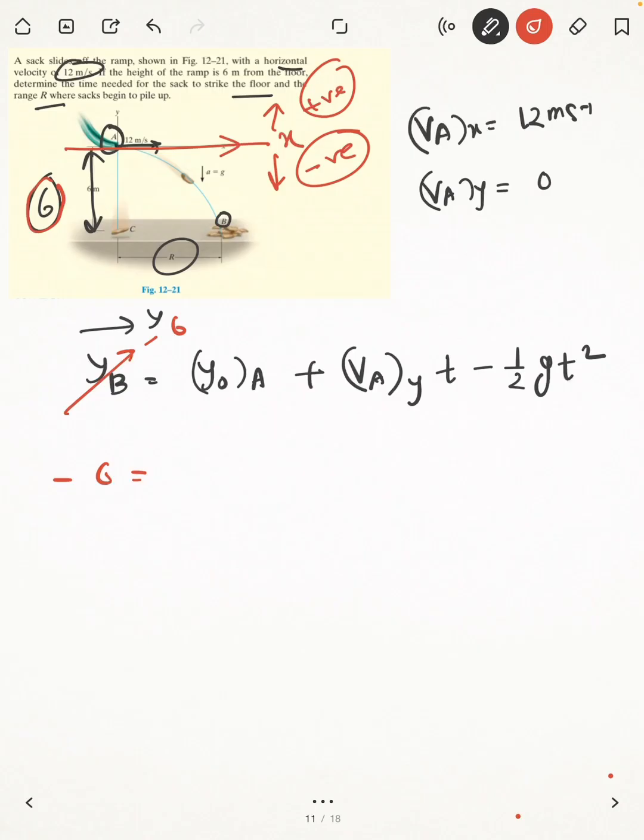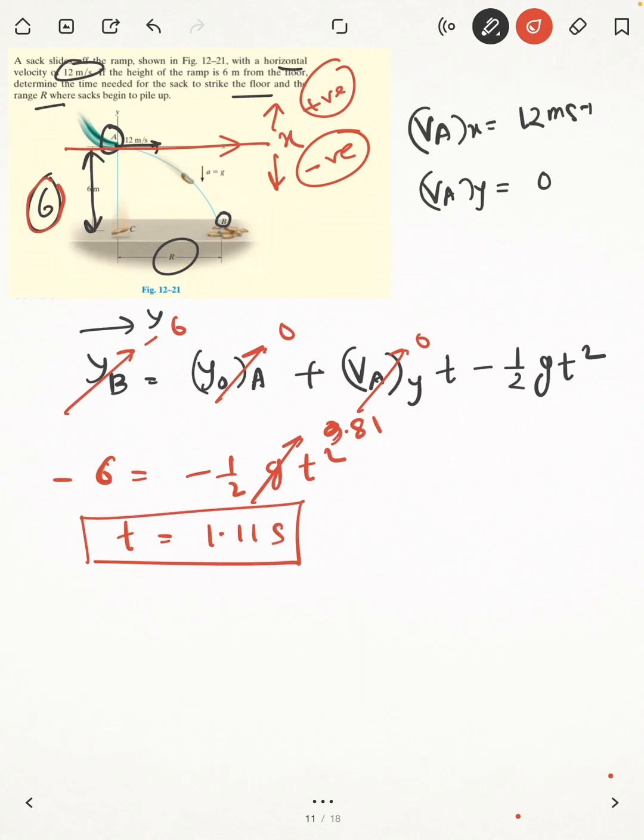Why not a? We do not have any initial anything. So that should be 0, and v naught y is also 0. So we only have half g t square. So g value is what? This is 9.8, okay, 9.81. So if you take t, it will end up with 1.11 seconds. So that will take this much time to reach from point A to B.